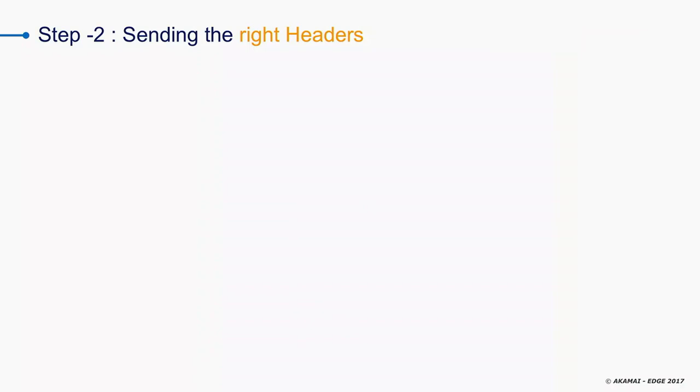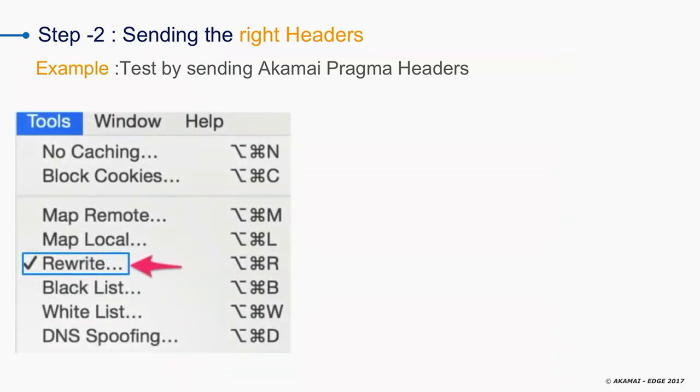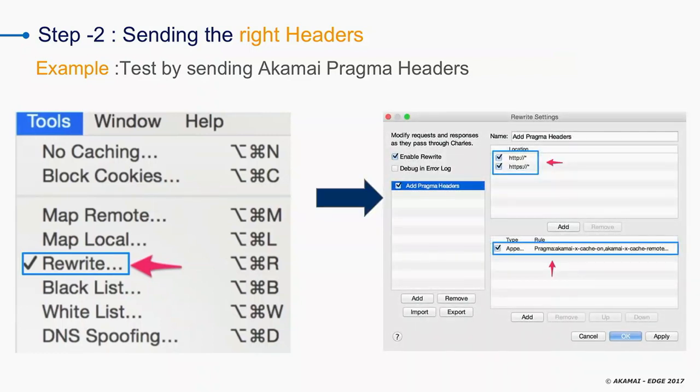As step 2, it's important to send the right headers for mobile app testing. To do that, we have a rewrite tool in Charles. With this rewrite tool, we can send new headers, or we can modify any existing header as well here. And you can also make sure that it runs for a specific URL or for both HTTP and HTTPS. So with this, you are able to send any new headers or in fact modify custom headers.